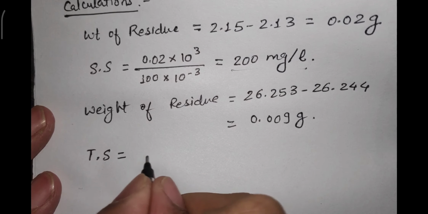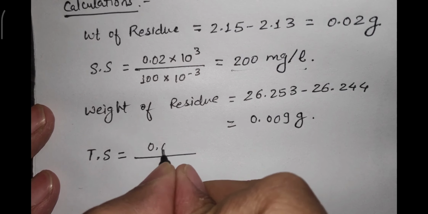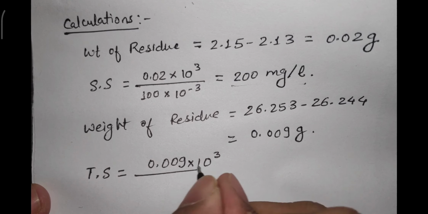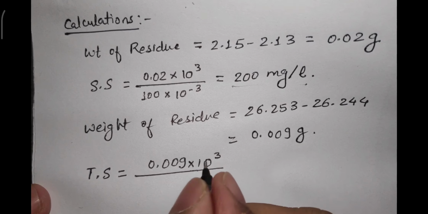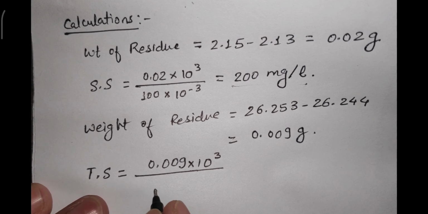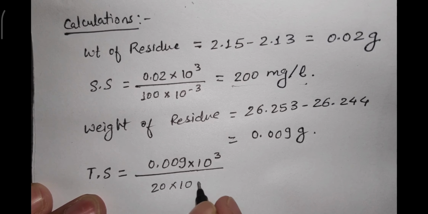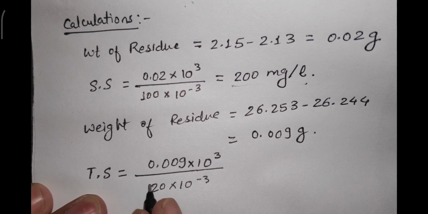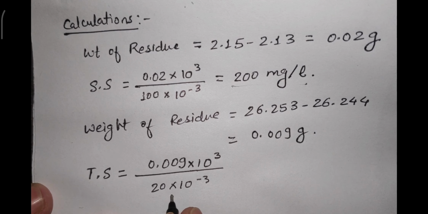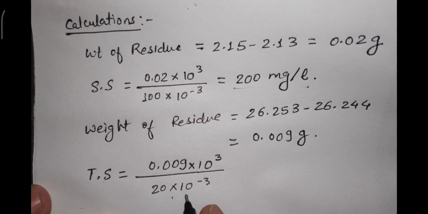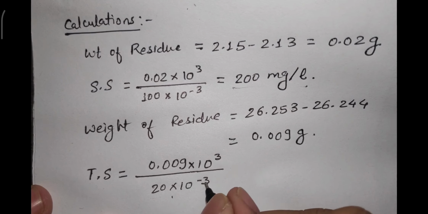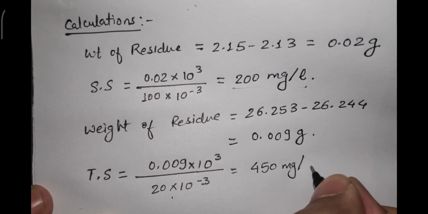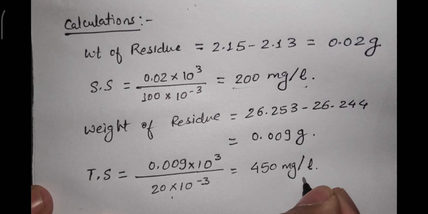Okay, now similarly we have to calculate the total solids. How much is the weight? 0.009 multiplied by 10^3, because we have to convert this gram into milligram, divided by the volume, 20 into 10^-3. Okay, in this case, for the total solid we only considered 20 ml of sample. So to convert this ml into liters, we multiply by 10^-3. So the value comes out to be 450 mg per liter. Okay, this is how we calculate the total solids.